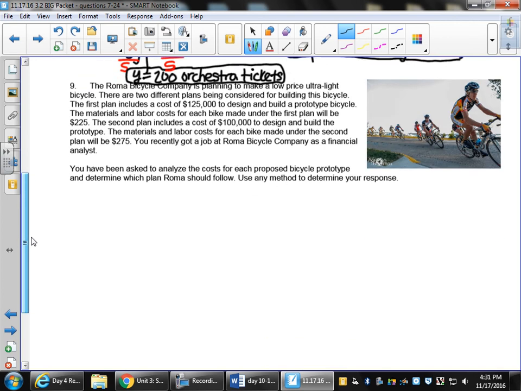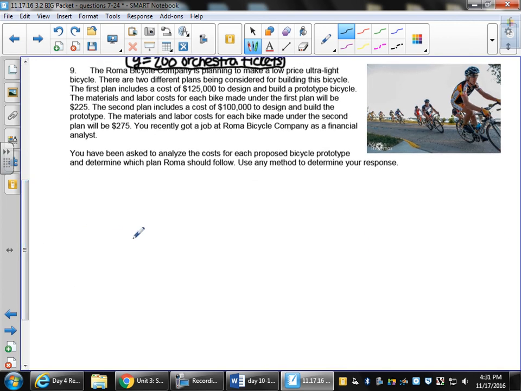Number 9, the Roma Bicycle Company is planning to make a low-price, ultralight bicycle. There are 2 different plans being considered for building this bicycle. As soon as I hear this, 2 different plans, I know I will be keeping an eye out for 2 plans. The first plan includes a cost of $125,000 to design and build a prototype bicycle. The materials and labor costs for each bike made under the first plan will be $225.